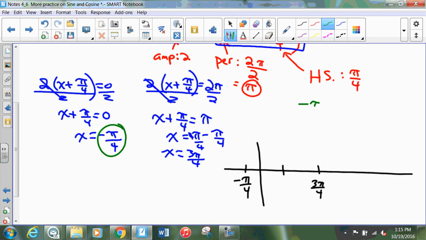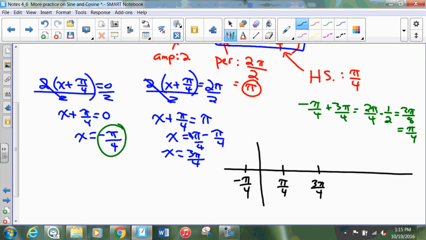So I'll have negative pi over 4 plus 3 pi over 4. When I add those two together, I get 2 pi over 4. Then I'm going to go ahead and multiply by 1/2, because really to find the center of something, you add the two ends and then you divide by 2. But instead of dividing by 2, I'm going to multiply by 1/2, which is the same thing. And I get 2 pi over 8, and that reduces to pi over 4. So that's how I get my pi over 4.